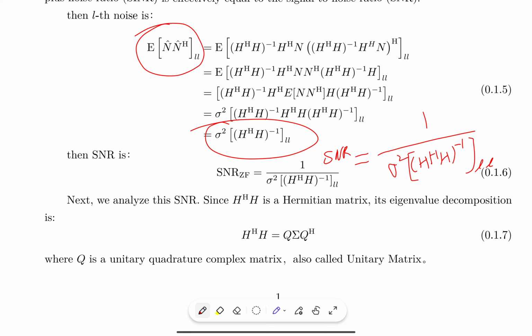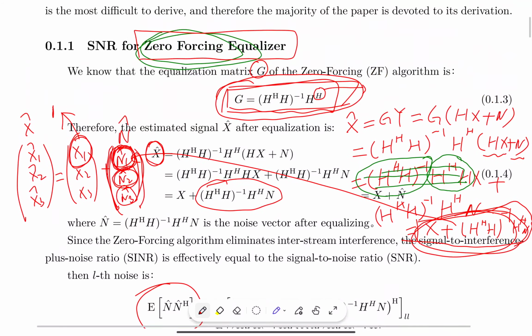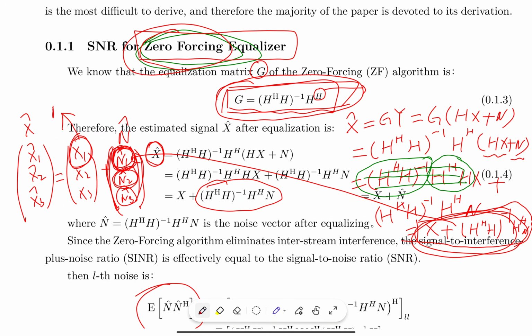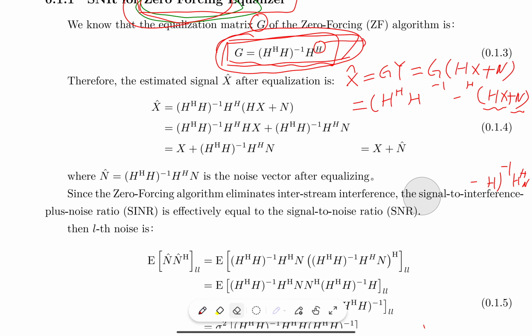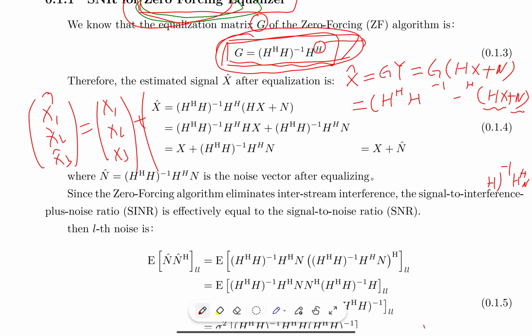Get the elements on the row and column. So this is the SNR. One thing I want to say is that the zero forcing equalizer has no interference between the signals. It means x1, x2, x3 is equal to x1, x2, x3 plus some noise. So each one only has its original signal, no other signal interference.